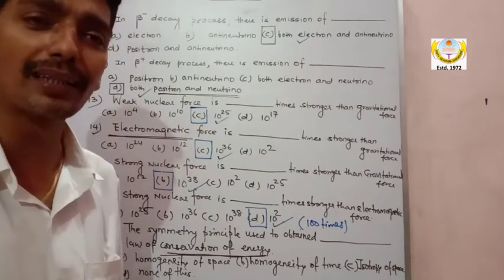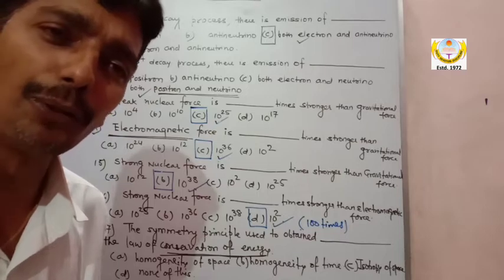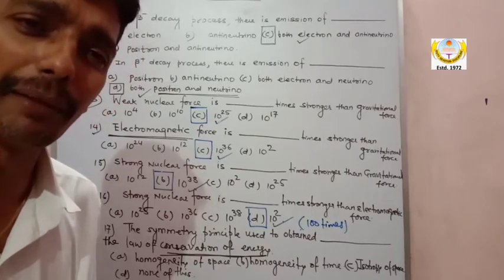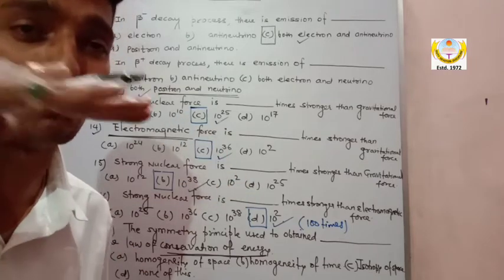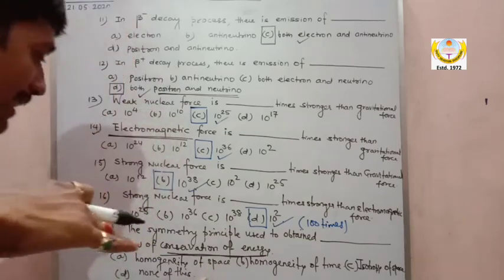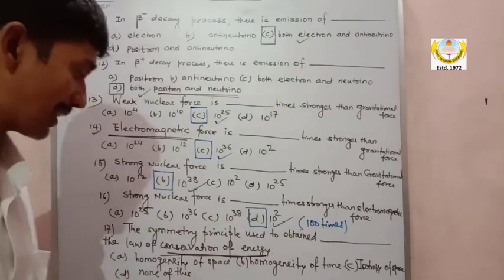Homogeneity of time means that whether you do the experiment today or after 1 year, the answer of the experiment remains the same. Homogeneity of time: same. Same in terms of time, same in terms of space, same in terms of location.